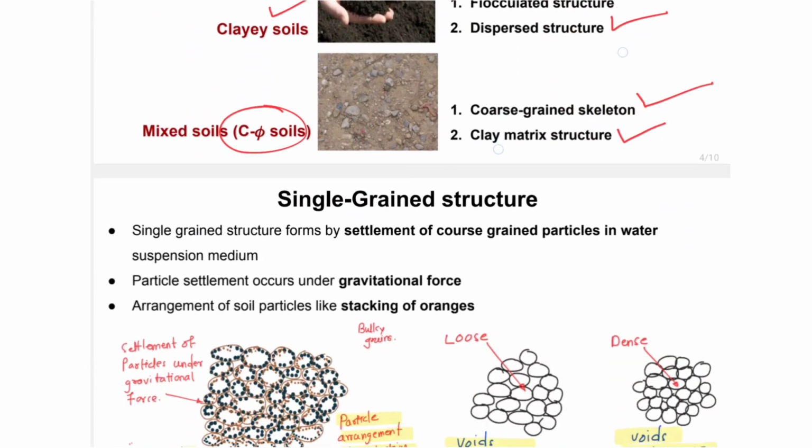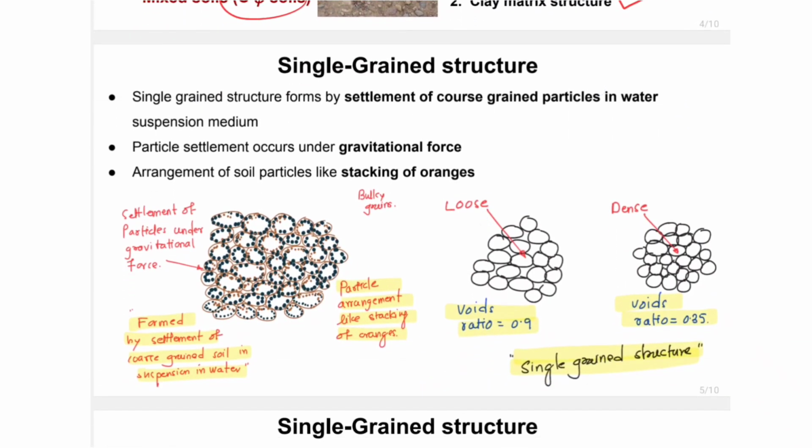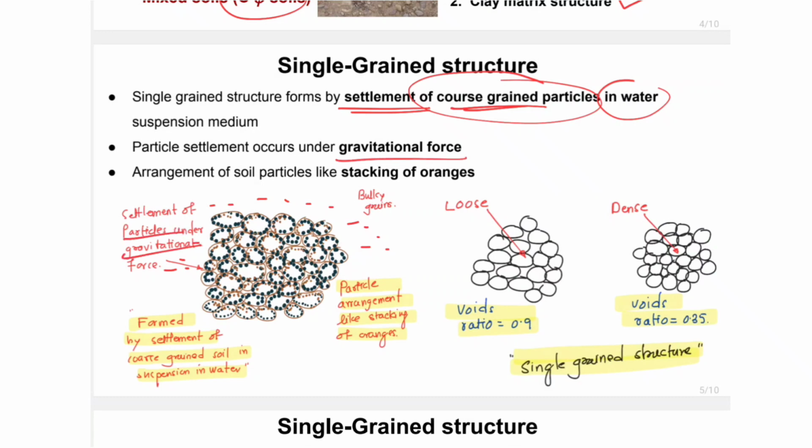Okay, so first of all we'll see single grain structure. This single grain structure is formed by settlement of coarse grain particles in the water medium, under the action of gravitational force. This arrangement looks like the stacking of oranges. As we can stack oranges in this manner, this structure looks like the stacking of oranges. Okay, this is single grain structure.